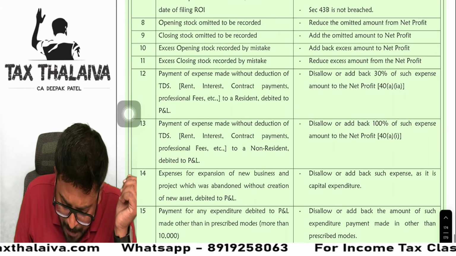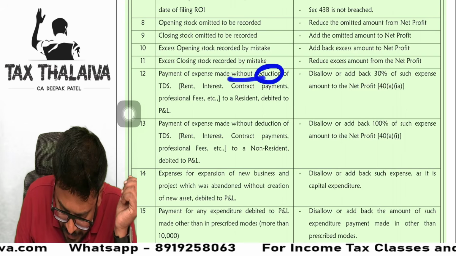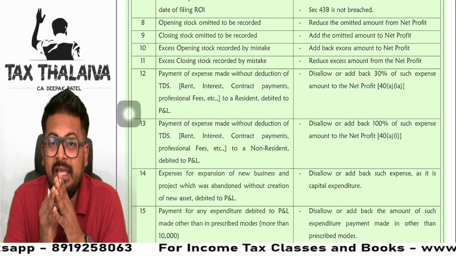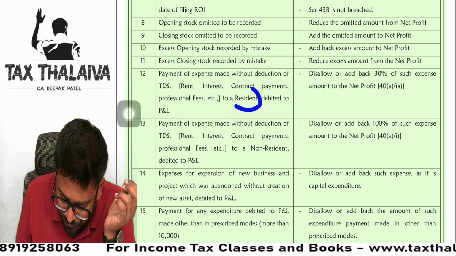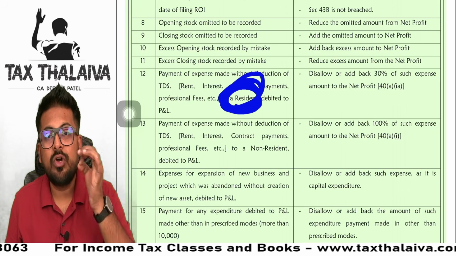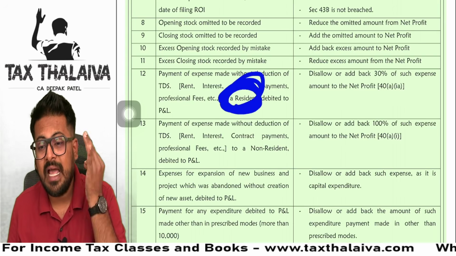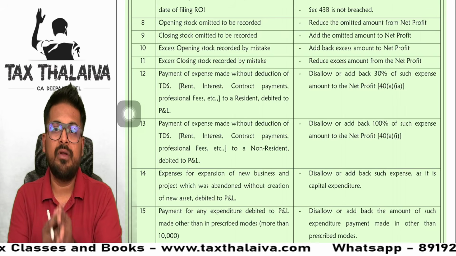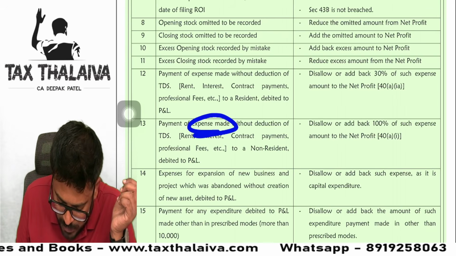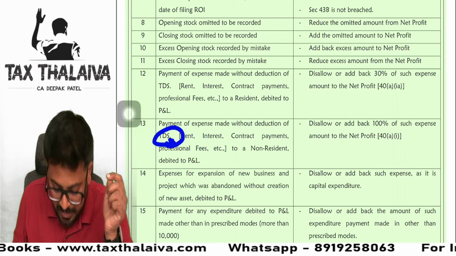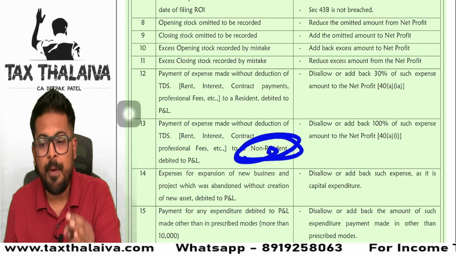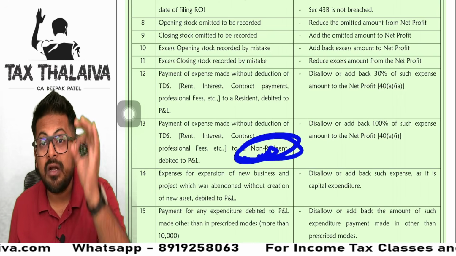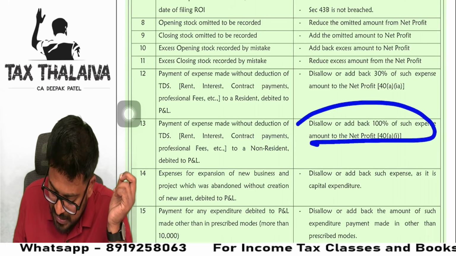Next one, payment of expenses made without deduction of TDS. Guys, you know very well there is section 40A(1) and 40A(ia). Section 40A(ia) says if any payment is made to a resident without deduction of TDS, 30% has to be disallowed. So disallow or add back 30% of such expense to the net profit. Now, if the payment of expense without deduction of TDS is made to a non-resident, in that case 100% of such expenditure has to be disallowed.